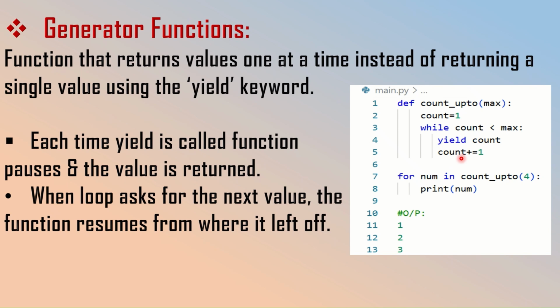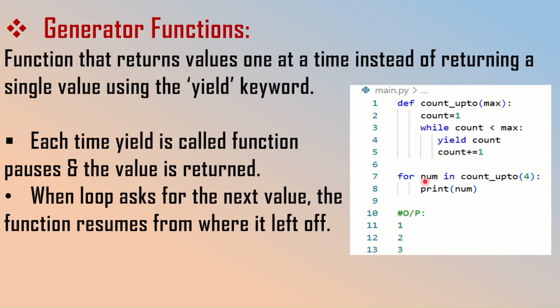So when it again starts executing the next statement, here we have the incrementation part. The count value will get incremented. Previously we had 1, now it gets incremented to 2. Again it will check this condition, while count less than maximum. So 2 less than 4. Again, inside this condition, it will see this yield keyword. Again, this value gets returned to this for loop, and it prints the value of num. This time we have the value as 2.